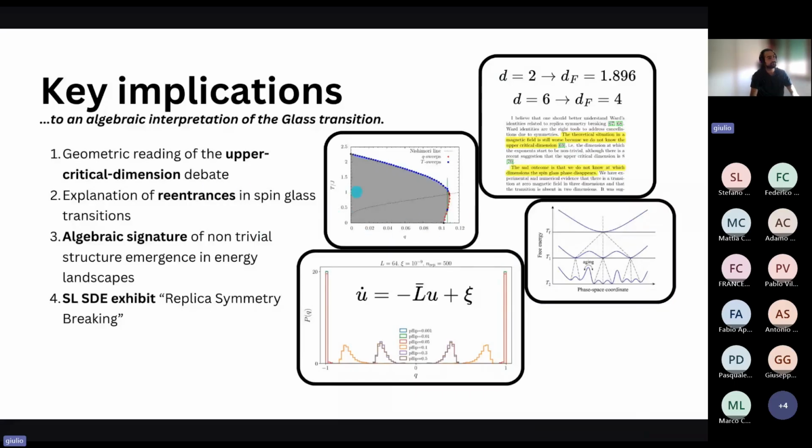Then we have the explanation of reentrances in phase diagrams as the breaking of small percolating clusters at higher temperatures that make the system more robust. And another conjecture is that the algebraic signature of non-trivial structure emerges in the energy landscape, as the ultrametric structure of minima can be described and better embedded within the space of lower eigenstates of the system.